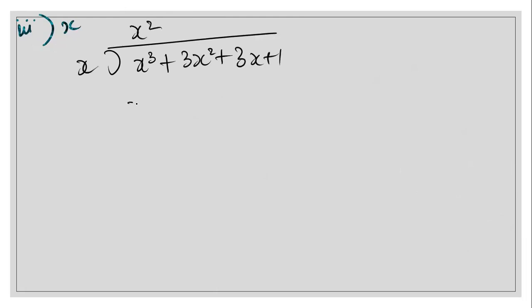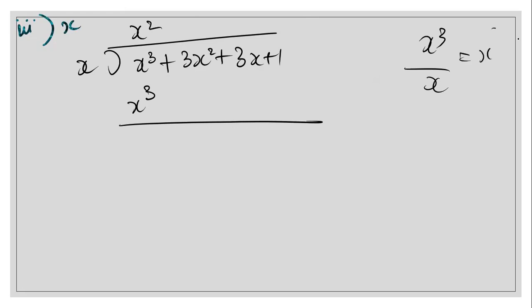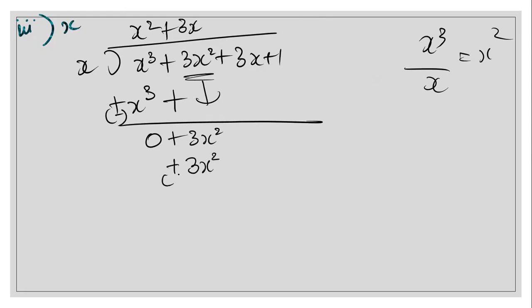Now this is x square here, x cube. I got x square, x cube divided by x is x square, right? So now plus will become minus 0. Then bring down these two terms itself. Or no, let's just go ahead with 1. Let's do this first. So 3x square divided by x is 3x. 3x into x is 3x square, plus will become minus, you will get 0.